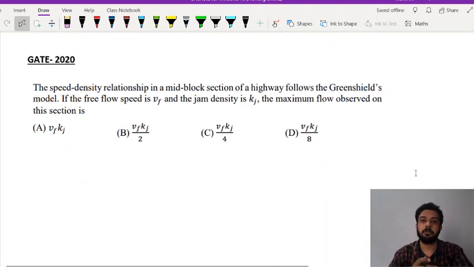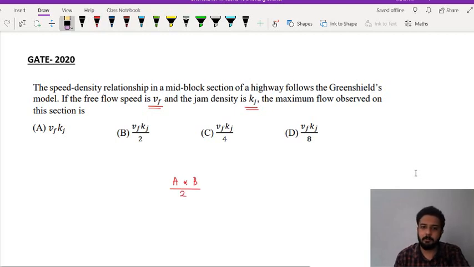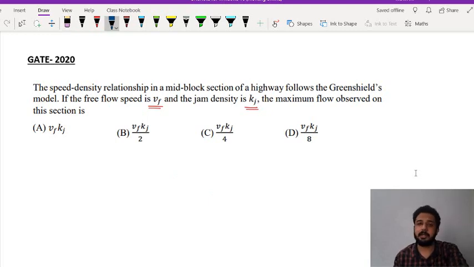Now if you are going to the 2020 GATE question, they have just directly given the free flow speed Vf and jam density kj. You have to note down the notations. Simply they can give A and B and all, and in the options they can put AB by 2, AB by 4, like that. Properly you have to note down the notations also. So a very direct question for 1 mark: Vf into kj divided by 4, right?